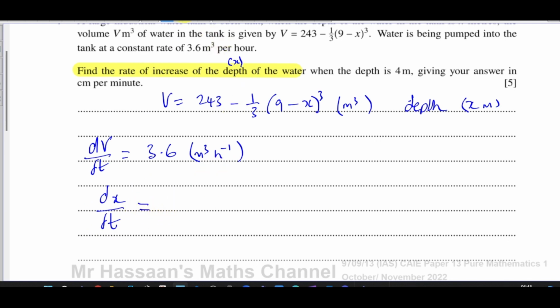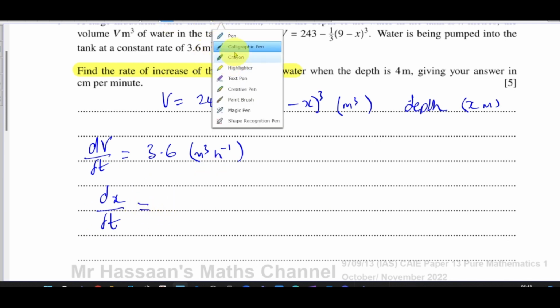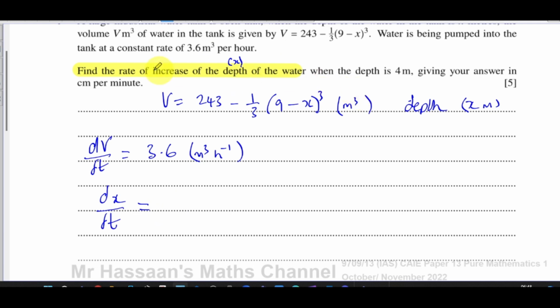Then I always write down what we actually know, what they gave us some value of. And that is water is being pumped into the tank at a constant rate of 3.6 meters cubed per hour. So what they've given us is dV/dt, which is 3.6. It's positive because it's going into the tank. If it said it was leaking from the tank, we'd put negative 3.6.